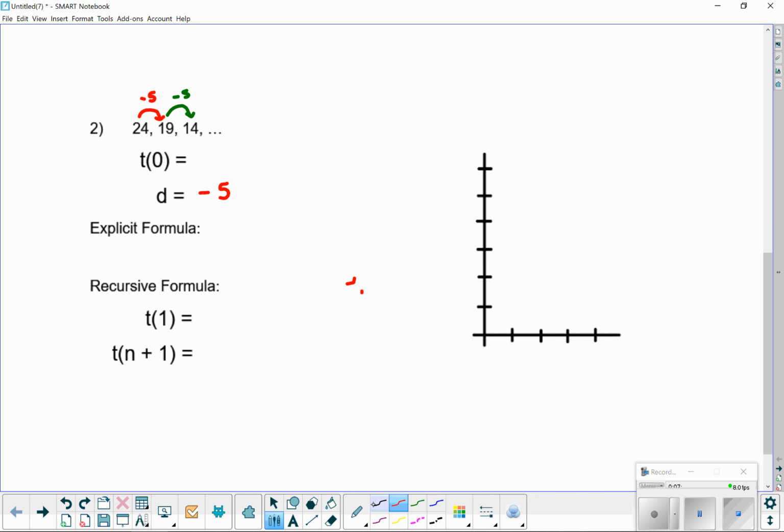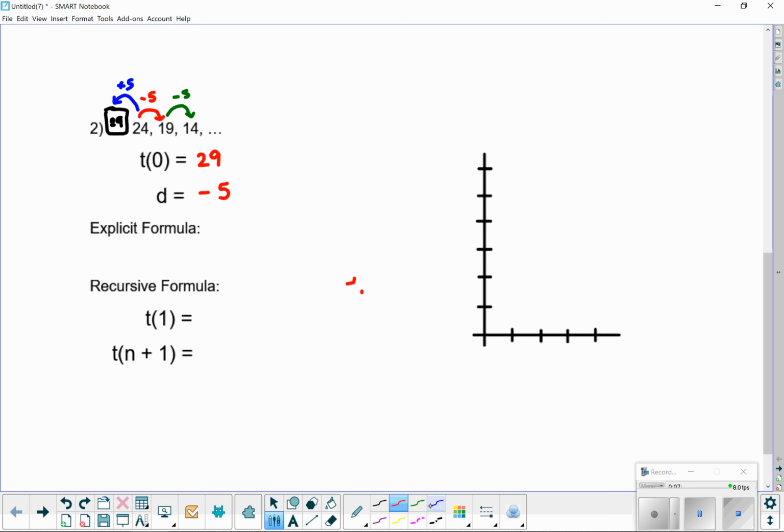Okay. And if we need to find the 0 term, the term that sits right before the 24, we need to go backwards. Instead of 24 minus 5 to get to the one behind it, we're going to go 24 plus 5 to get to the number that comes before the 24. So 24 plus 5 is going to give us 29. So term 0 is going to be 29.